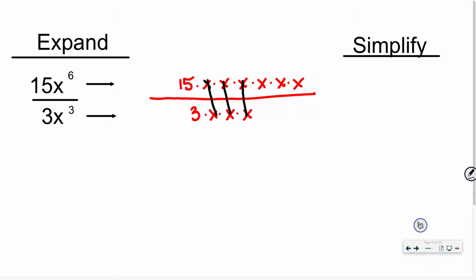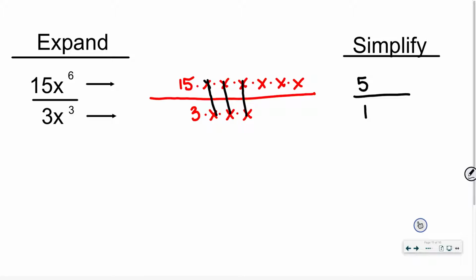I still have another part of this fraction. Can I simplify that? How? Well, wait a minute, the bases aren't the same. I can still do 15 divided by 3. That's just a fraction, 15 over 3. What is 15 over 3? 5. Yeah, I could simplify that. So this could simplify to 5 over 1.